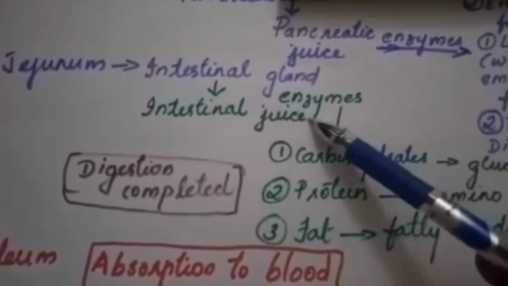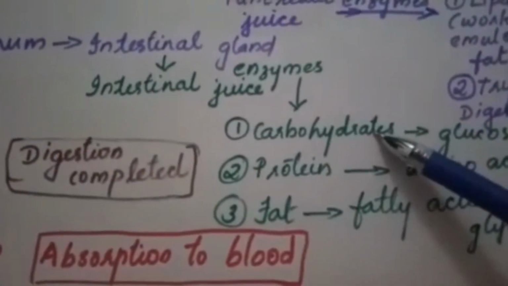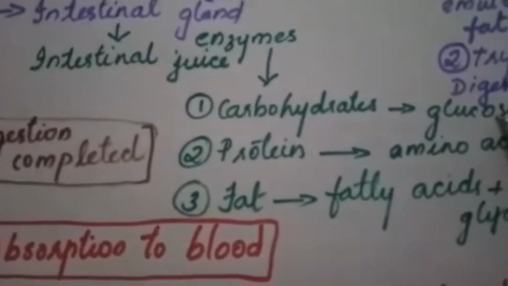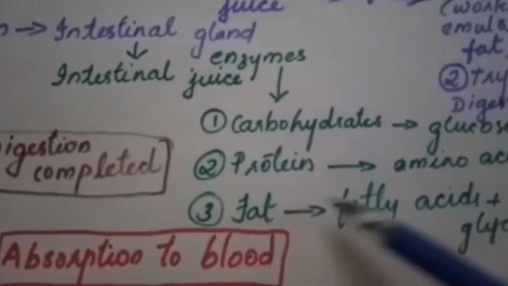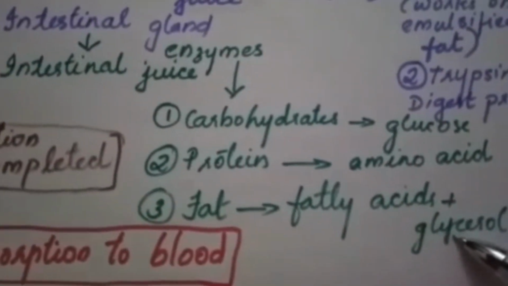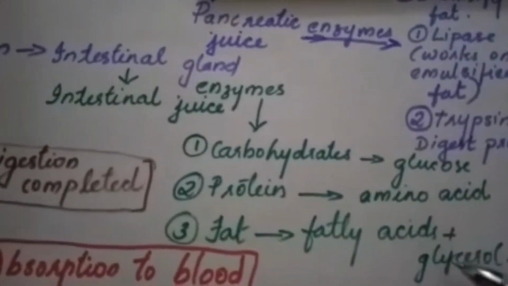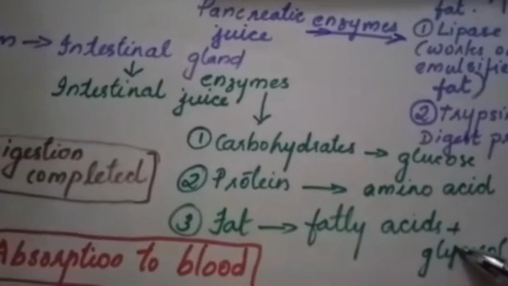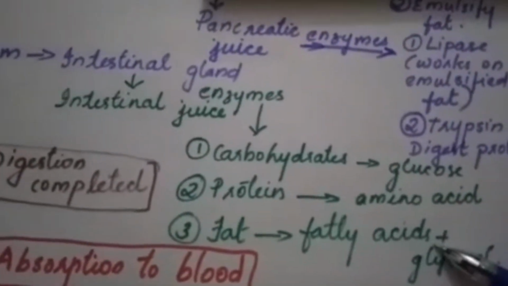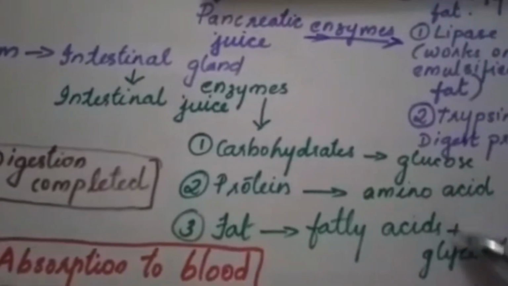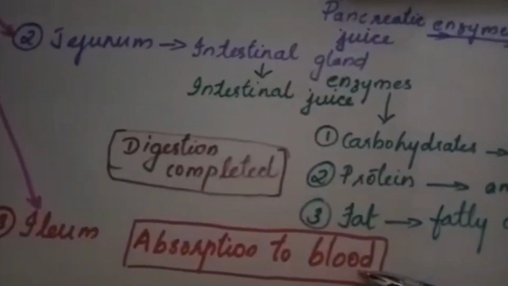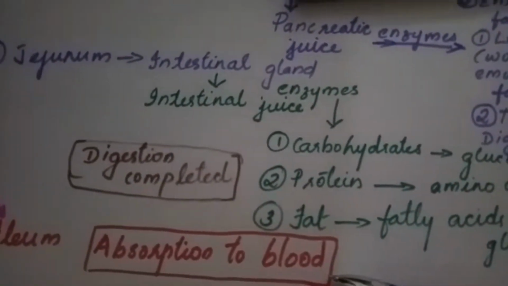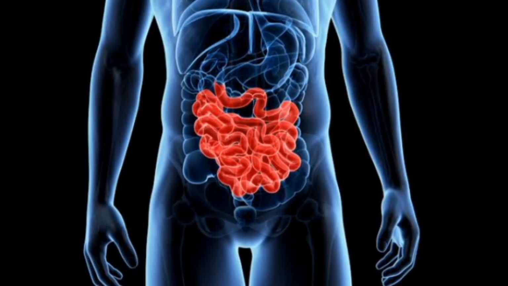The enzymes in intestinal juice convert all the carbohydrates to glucose, all the protein to amino acids, and all the fat to fatty acids and glycerol. In this form, as glucose, amino acids, fatty acids and glycerol, the digested food can enter the blood. So digestion is completed here, and the nutrients are ready to go to the blood. The next step is the absorption of digested food into the blood.